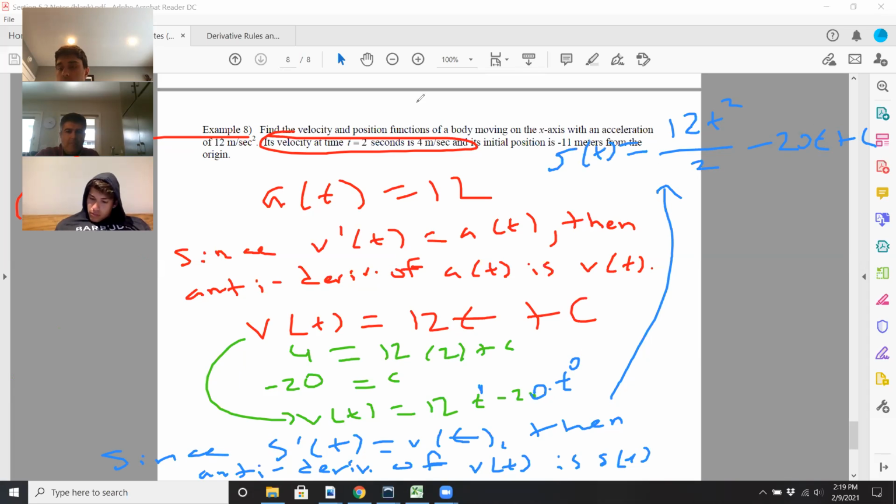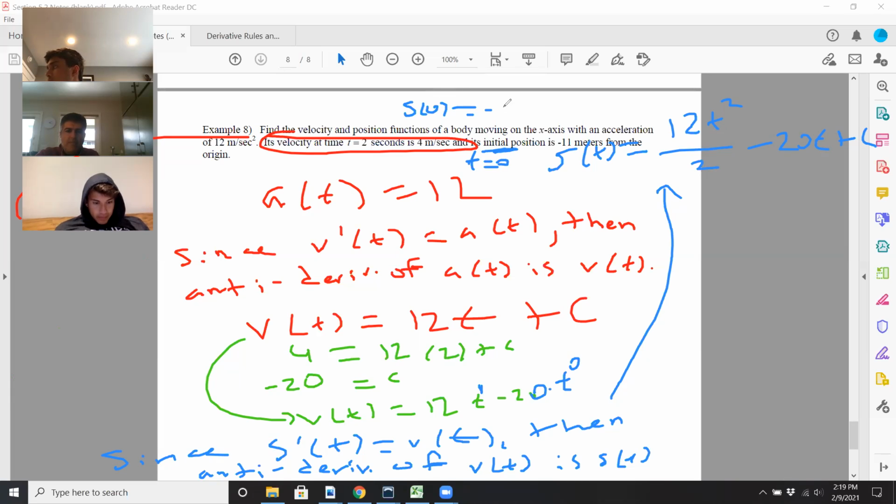But you have s of 0. Sorry, is it s of 2 or s of 0? I guess it is s of 0. Okay, that's kind of weird. It's initial position. Got it. I didn't read that carefully. So that's t equals 0. I thought it was the same time. It's t equals 0 is negative 11.